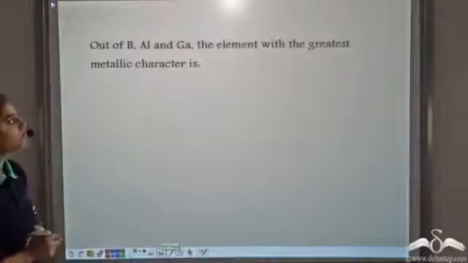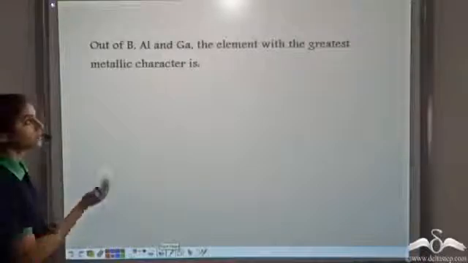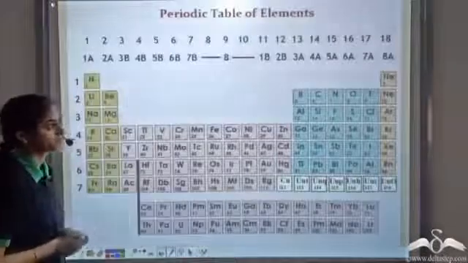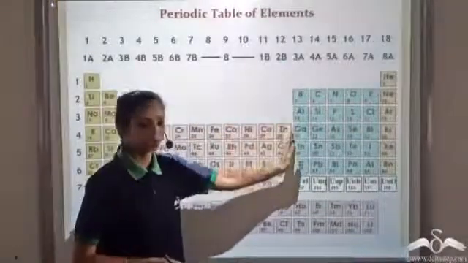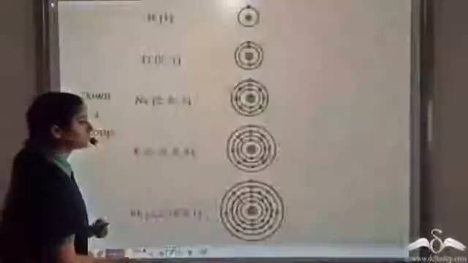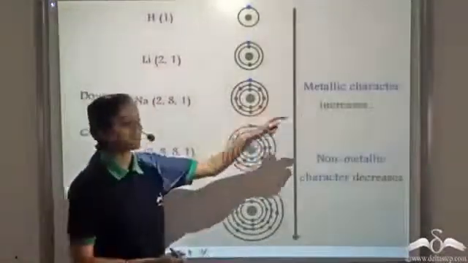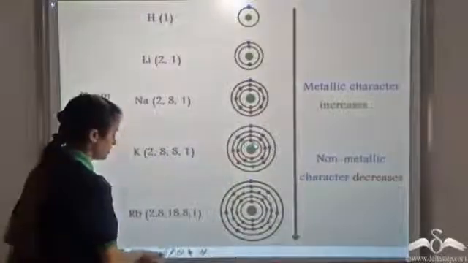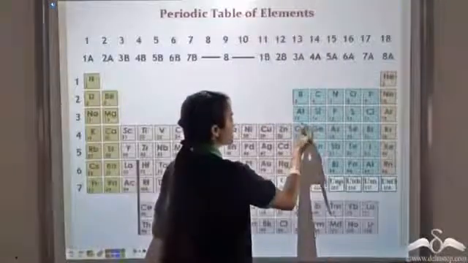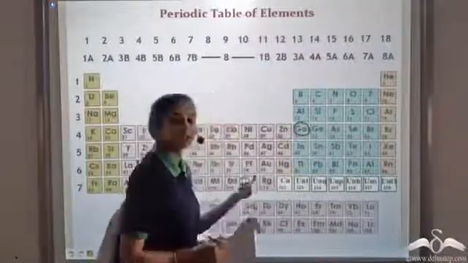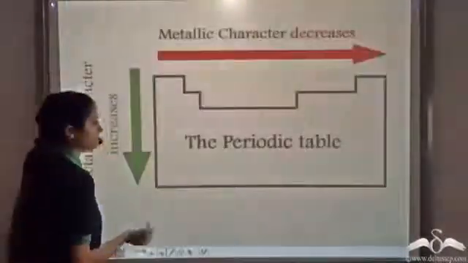So there are three elements: boron, aluminium and gallium. The one with the greatest metallic character is, let's see where they lie in the periodic table. We have boron, aluminium and gallium. They lie in one group. We've just studied that on moving from top to bottom in a group, the metallic character increases. So gallium has the greatest metallic character out of these three elements.